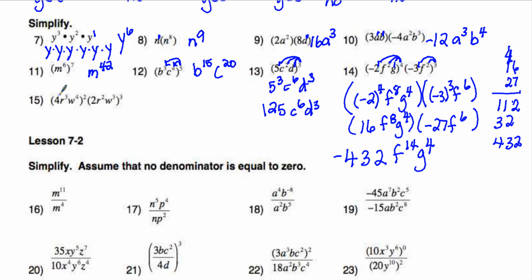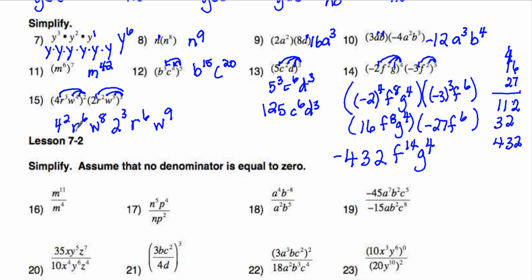15, same thing. Make sure you put your 1s on your coefficients because those are missing. The 2 gets distributed to each of those. The 3 gets distributed to each of these. And so we get 4 squared, r to the 6th, w to the 8th. And then I'm just going to put this all out to show you that it doesn't matter. I didn't have to put it in parentheses. This is 2 to the 3rd, r to the 6th, w to the 9th.